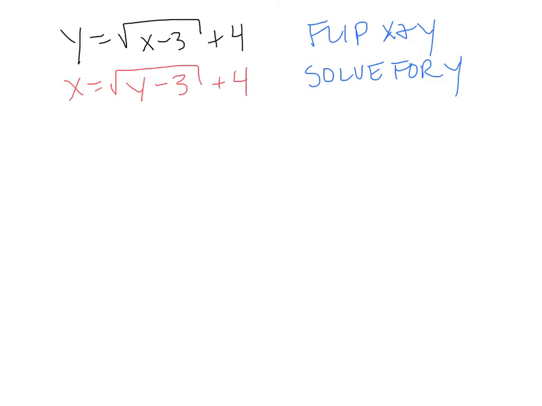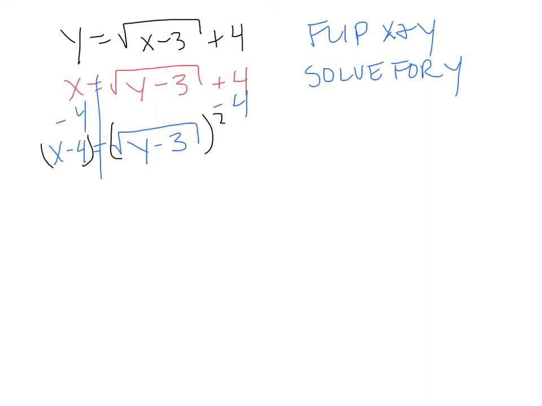So let's go ahead and solve. First thing I'm noticing is that I have that 4 that's just hanging out there. Let's move it. x minus 4 equals the square root of y minus 3. Okay, so to get that y alone, we're going to have to get it out of the root. So we're going to have to undo the root, and undoing the root would be squaring. So I'm going to square both sides.